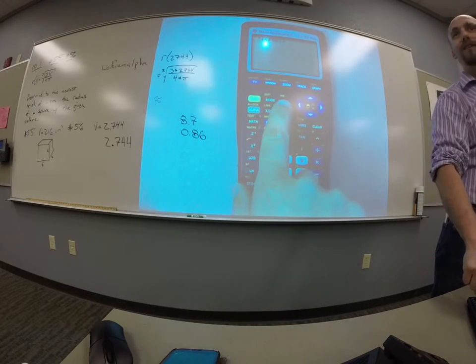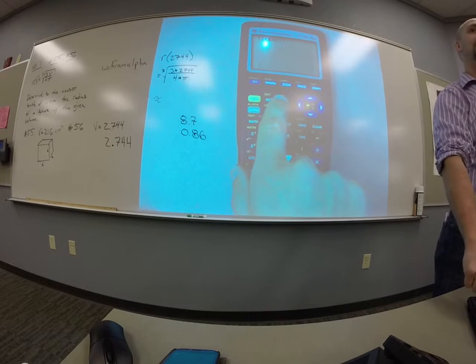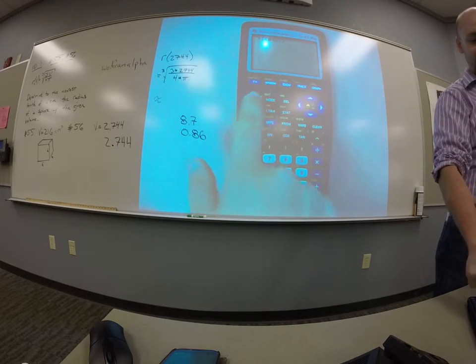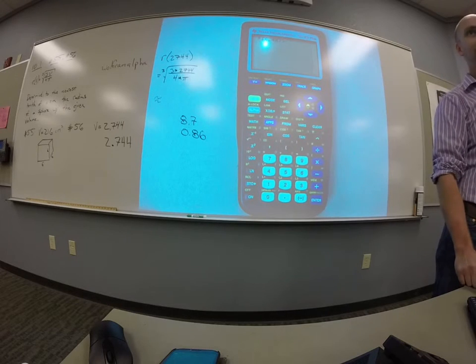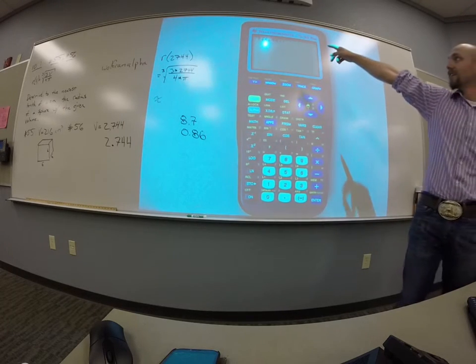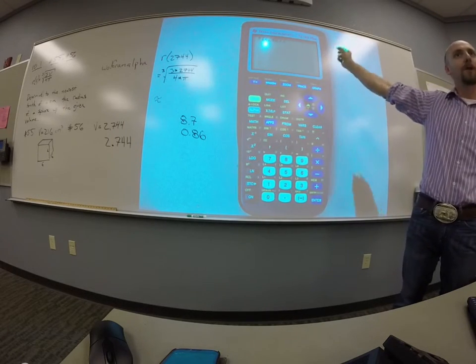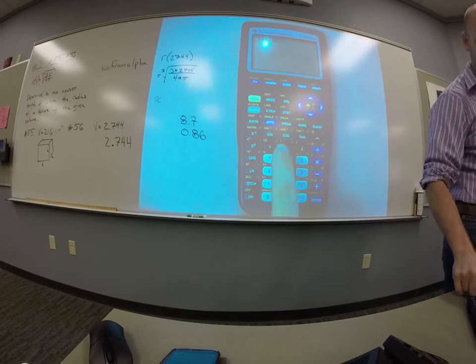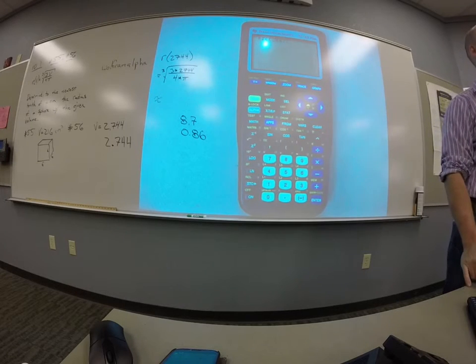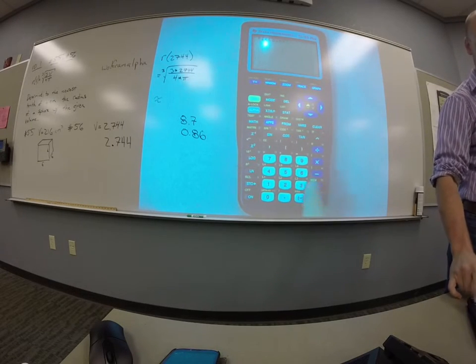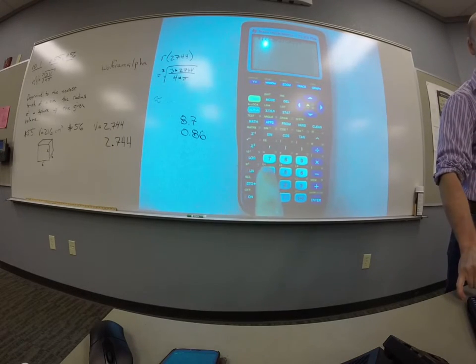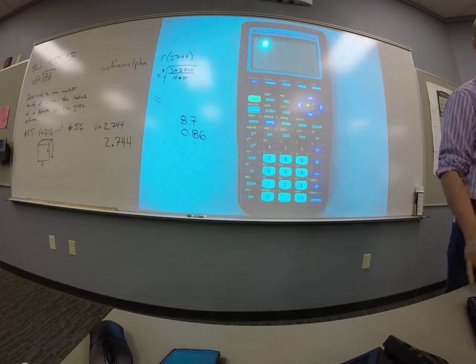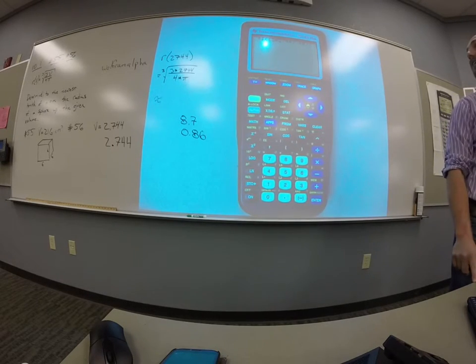So you see above the delete key there's an INS. If you push second INS, it'll change the cursor. See how the cursor changed from a block blinking to an underline blinking? Now it'll let me put stuff in. So I can put parenthesis 3 times, 2744 parenthesis. Is this going to work?